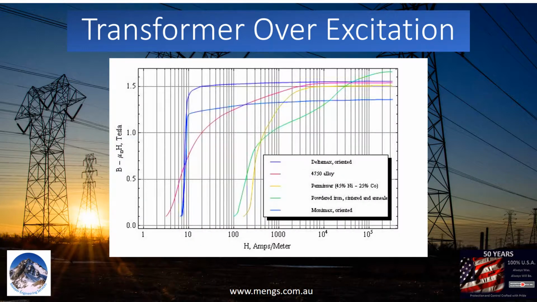Different materials have different saturation points. Transformer cores are usually made from silicon alloy. Generally, the transformer knee point is about 1.1 to 1.2 Tesla.